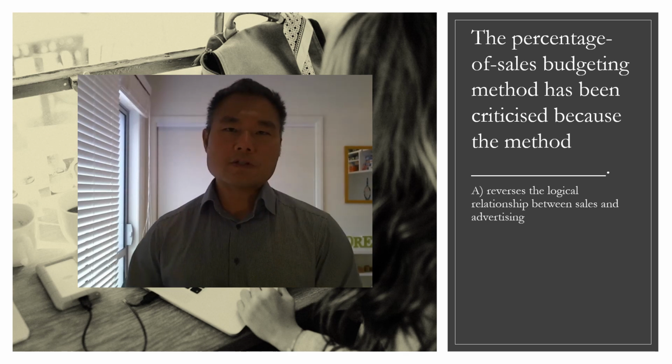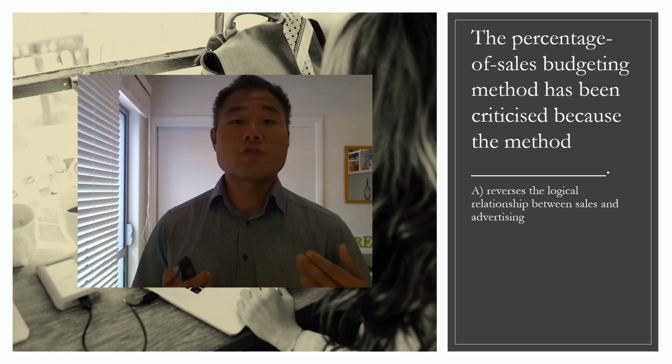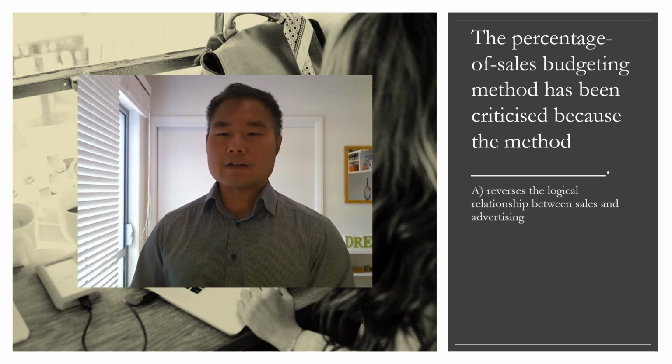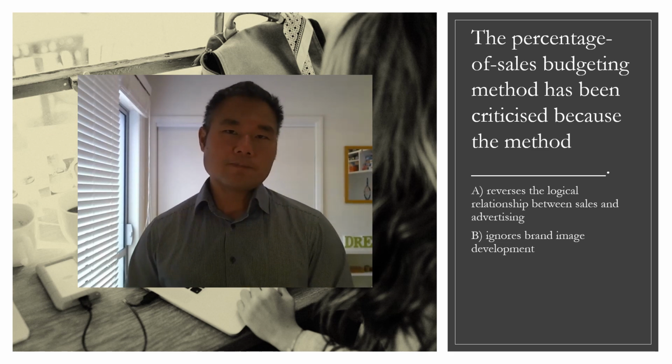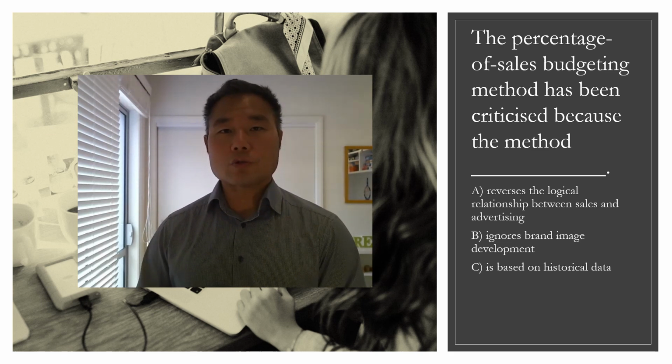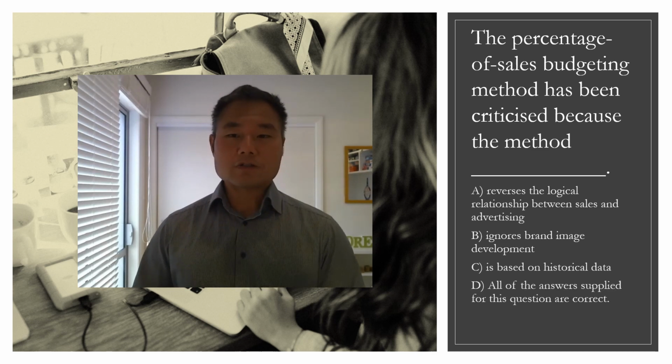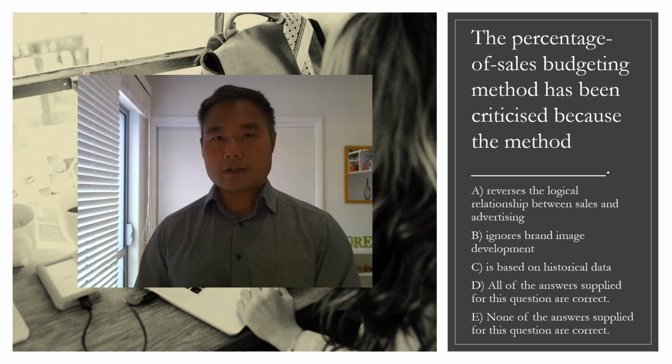Another question here. So the percentage of sales budgeting method has been criticized because the method does something. So what's wrong with this type of a budget allocation method, percentage of sales? So one option is that the percentage of sales budgeting method has been criticized because the method reverses the logical relationship between sales and advertising. Or is it because it ignores brand image development? Or is it because it's based on historical data? Finally, there's the option that all of those are correct, and also that none of those are correct.